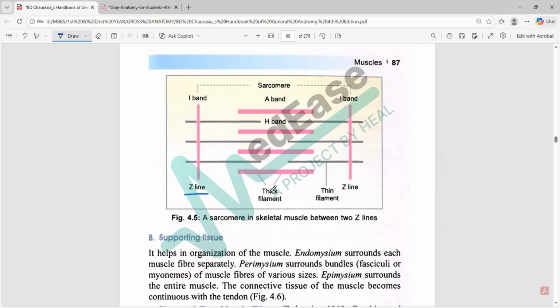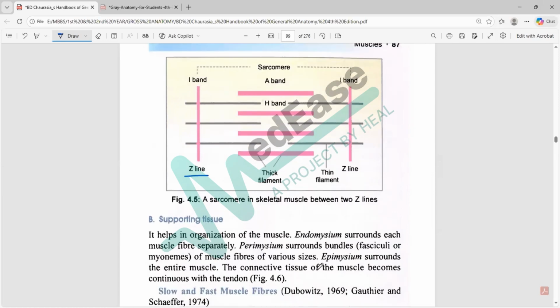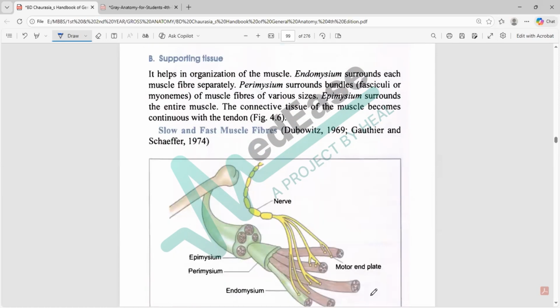We have the Z line, which connects the thin filaments. Then we have the thick filaments, which will be connected by the H band and the A band, which is present in between them. Now, when we talk about the supporting tissue, we need to remember there are three main types: the perimysium, which surrounds the individual muscle bundles, then epimysium, which surrounds the individual muscle fibers, whereas the, no, sorry, there is a bit of a mix up. The endomysium will be surrounding each muscle fiber, whereas the epimysium will be surrounding the whole muscle mainly.